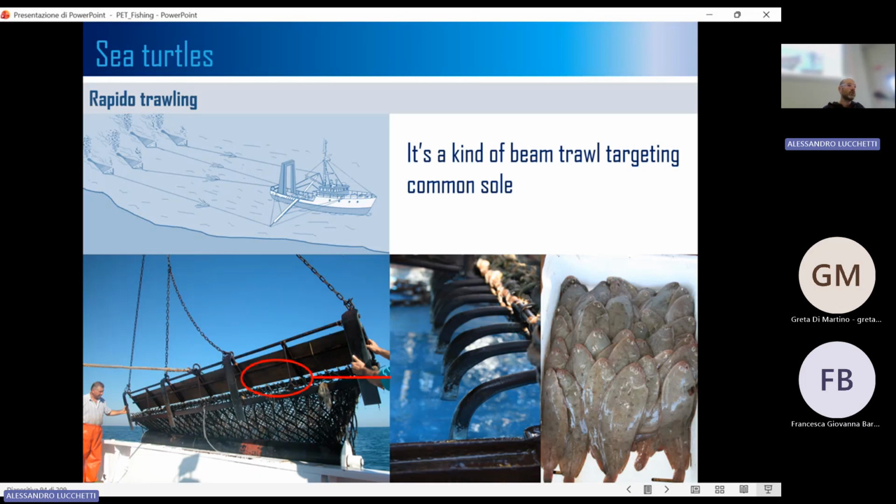Rapido trawling, I told you this is a typical gear used here in the Adriatic, and we didn't know if this type of gear was affecting the sea turtles, because you can imagine that collecting data on bycatch is difficult because fishers tend to underreport their catch.